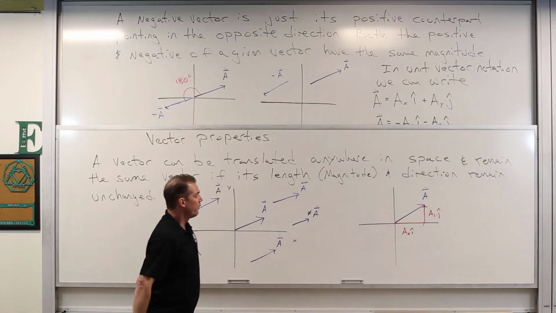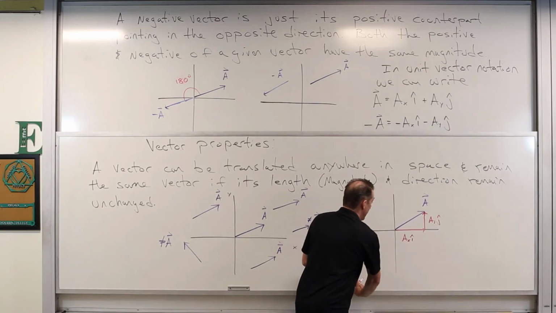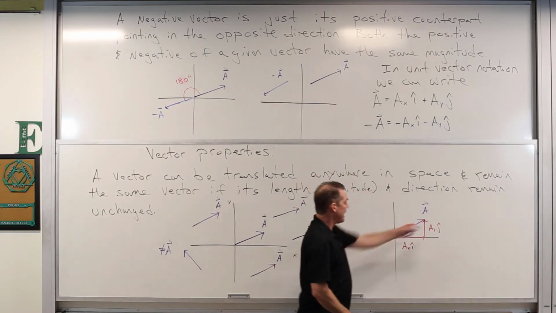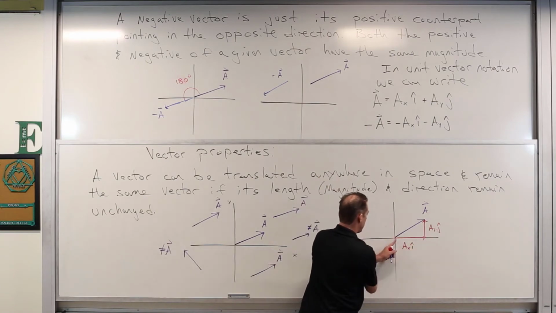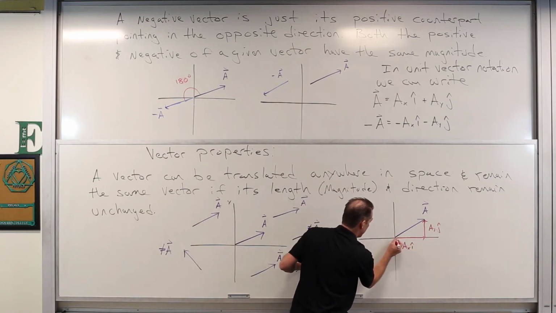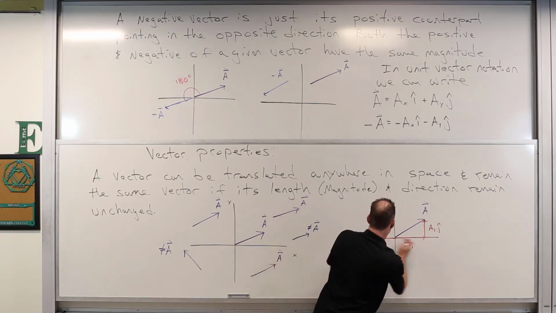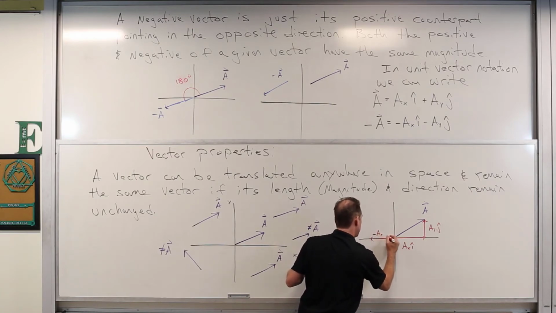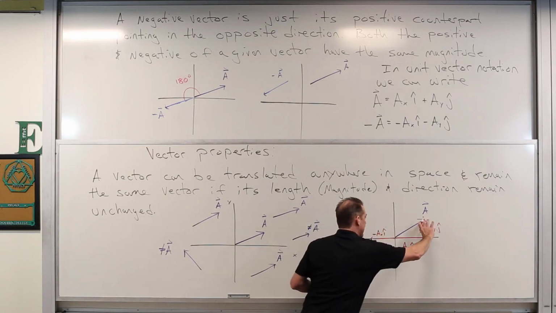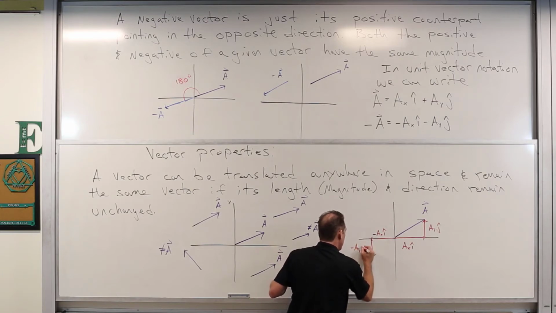What happens if we want to make negative A hat? Well, it has a negative A sub X I hat and a negative A sub Y J hat. So if we go ahead and take this and basically rotate this one by 180 degrees, the same length, that looks pretty good. This would be negative A sub X I hat, and then we take this one, flip it around, translate it over here, negative A sub Y J hat.